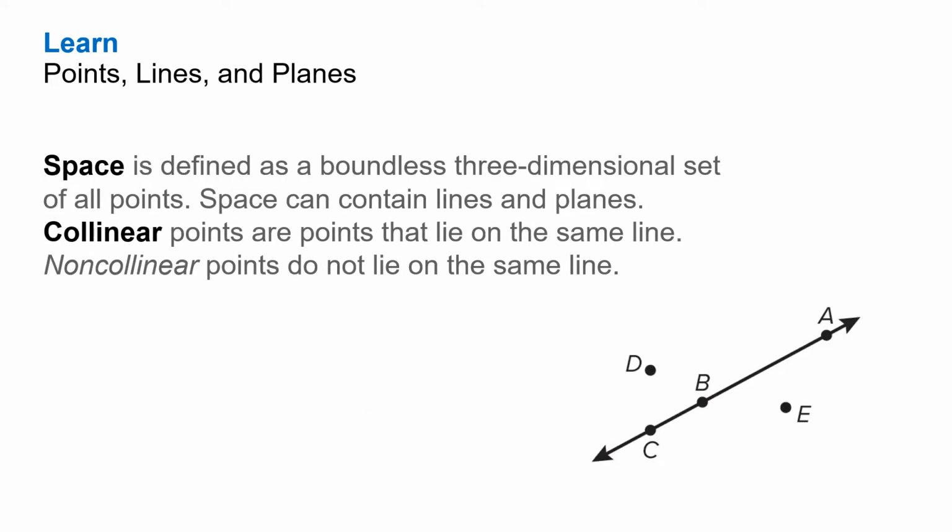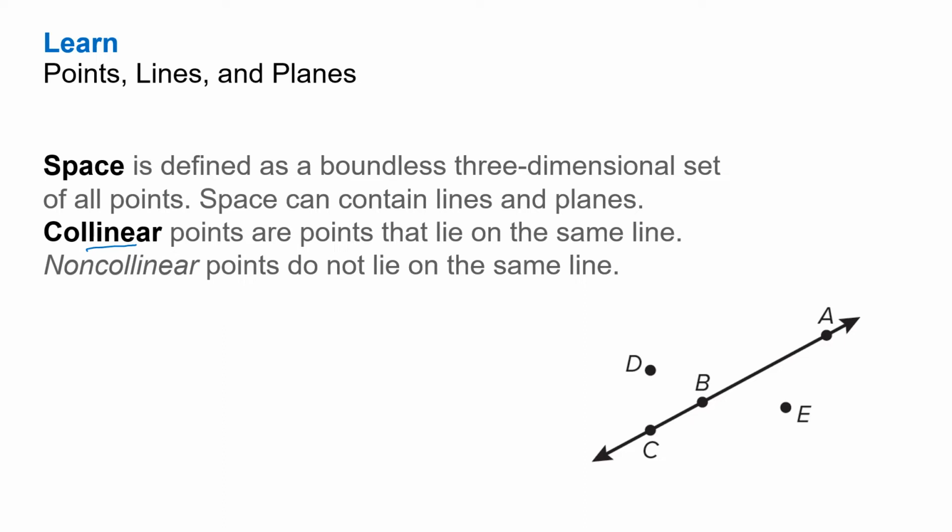Space is defined as a boundless 3-dimensional set of all points. Space can contain lines and planes. Collinear points are points that lie on the same line. Non-collinear points do not lie on the same line. So I want you to underline the word line in the word collinear. This should help you remember the definition. Collinear means on the same line, because the word line is in the word collinear.